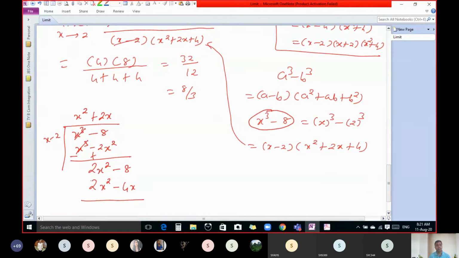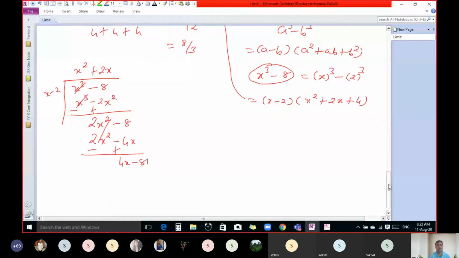Once again, change the sign, minus plus, and this will cancel. Now here there is no x, so keep this 4x minus 8 as it is. Same thing, first term divided by first term, 4x divided by x, we get plus 4. So multiplied by 4, we get 4x minus 8, and change the sign, minus plus. So this will cancel, and this will also cancel. So we get 0.